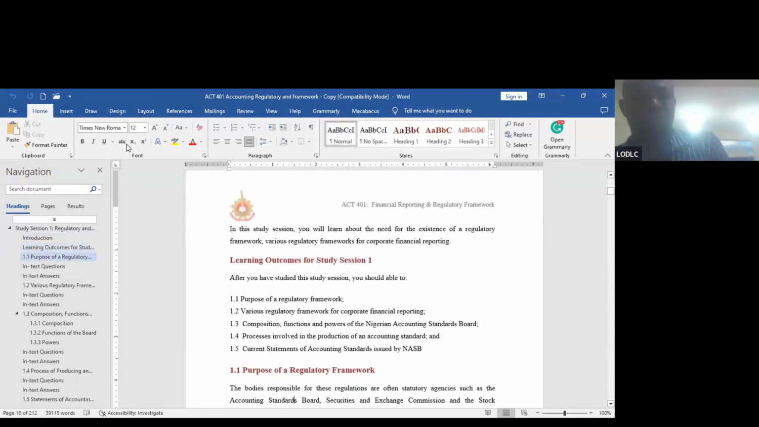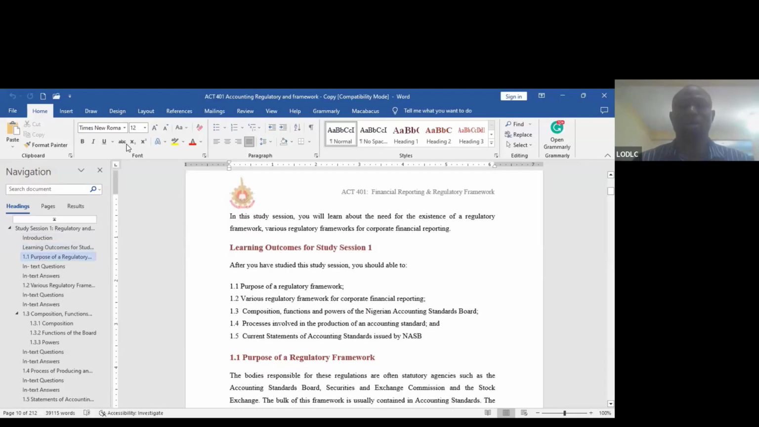Once you have gone through this particular study session, you should be able to explain the purpose of a regulatory framework. Then you should be able to understand various regulatory frameworks for corporate financial reporting, then the composition, functions, and powers of the Nigerian Accounting Standard.